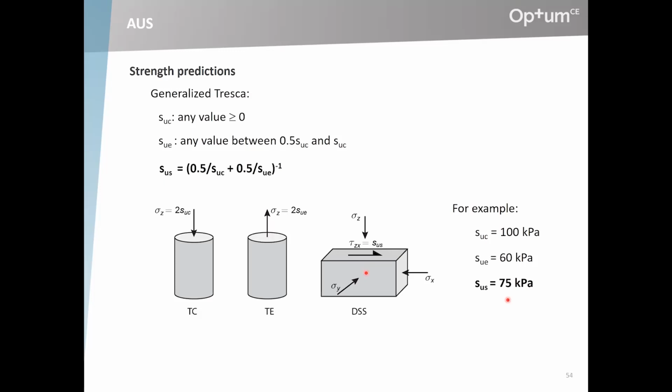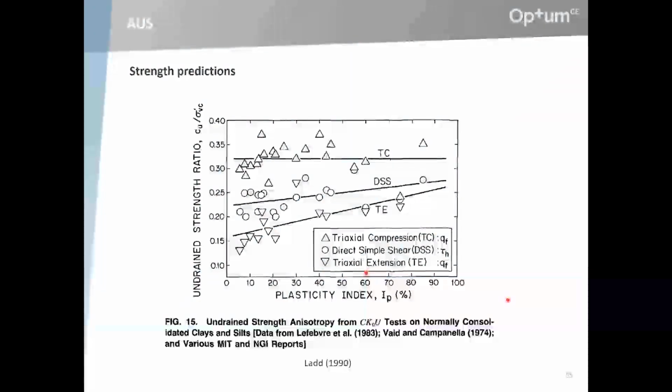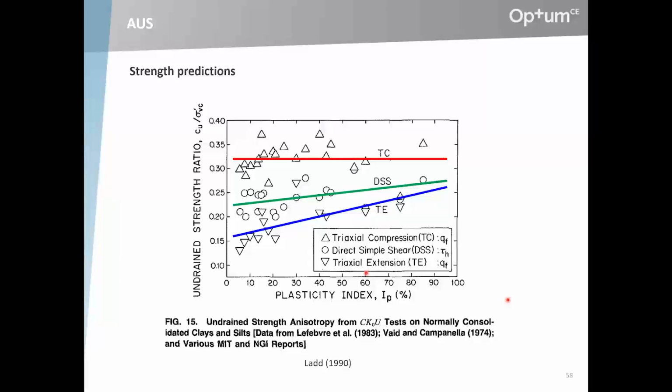And the question is then, given an extension and compression strength, how well does the generalized Tresca criterion really match a measured simple shear strength? There are a few data sets out there where all three tests have been performed. This LADD data set is quite a well-known one, with triaxial compression, triaxial extension, and direct simple shear. This is the normalized undrained shear strength, normalized by the mean vertical stress, as a function of the plasticity index. You can see the ratio varies with plasticity index, but the ratio between extension and compression is never 1. Direct simple shear is somewhere in between, as we expect.